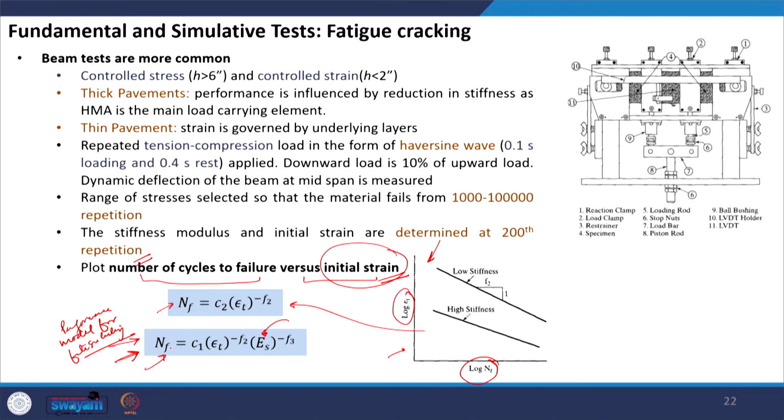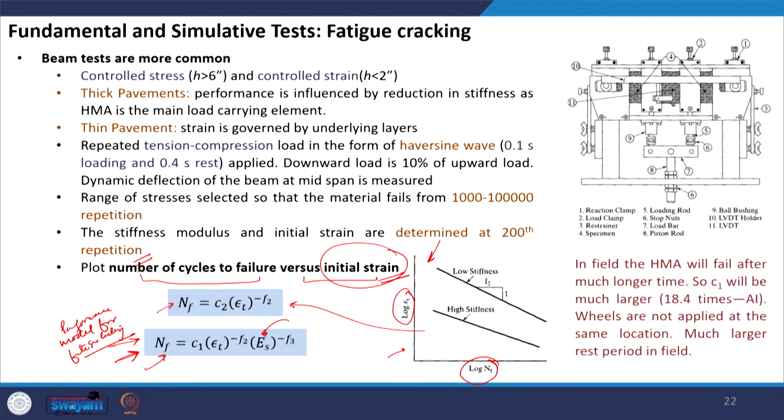So, this model is shifted corresponding to observation in the field, and the shift is mostly done with the value of the constant, because F3 and F2 are more of material properties which are not going to change.